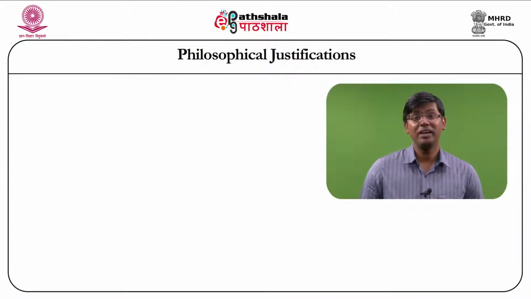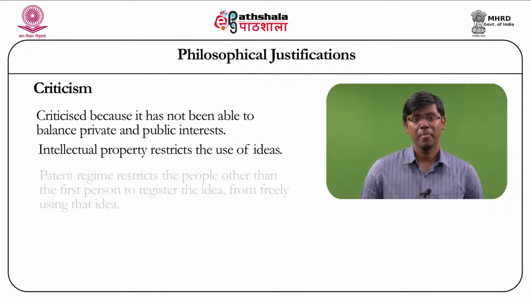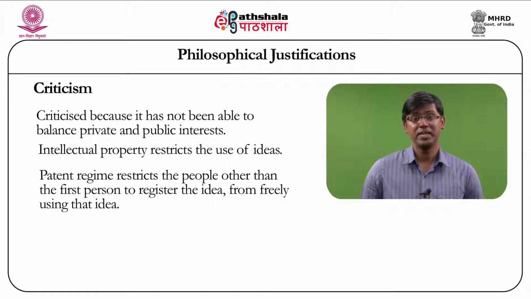However, the utilitarian theory is not without criticism. The utilitarian justification of intellectual property right, on the other hand, is criticized because it has not been able to balance private and public interests. Private intellectual property restricts the use of ideas. A patent regime based on an incentive system restricts people other than the first person to register the idea from freely using that idea. Let's take the example of a person who has come up with a new technology.